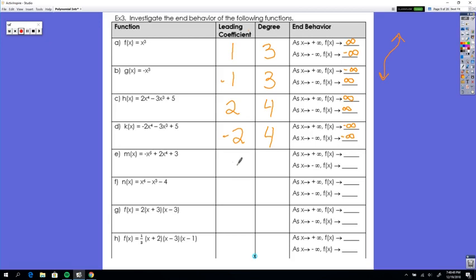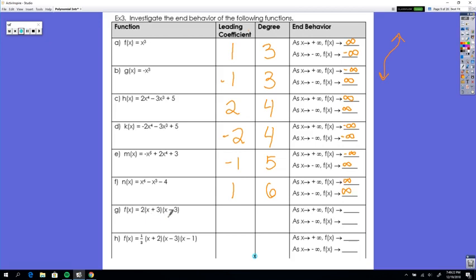For this one, our leading coefficient is -1, and our degree is 5. As x approaches positive infinity, f of x approaches negative infinity. And as x approaches negative infinity, f of x approaches positive infinity. Here, our leading coefficient is 1, and our degree is 6. As x approaches positive infinity, f of x approaches positive infinity. As x approaches negative infinity, f of x approaches positive infinity.